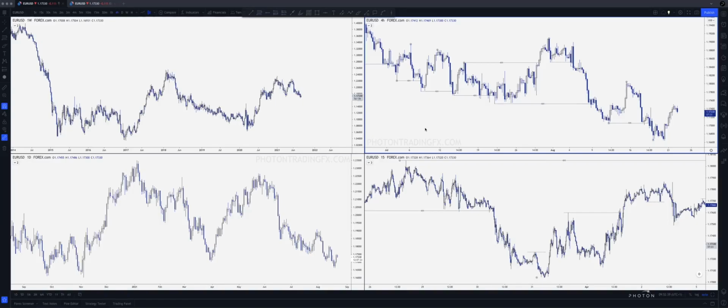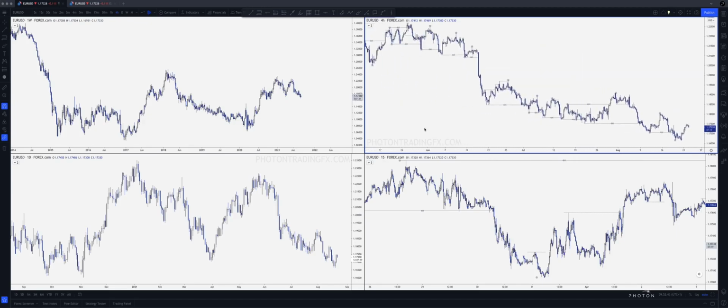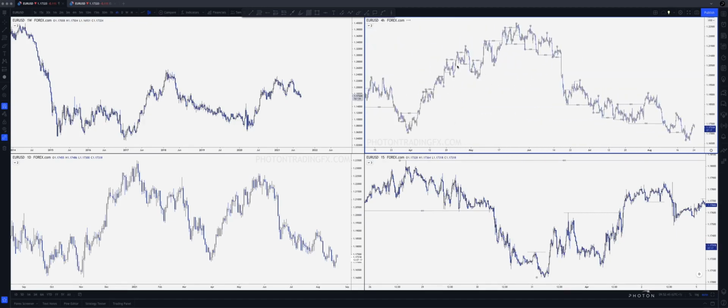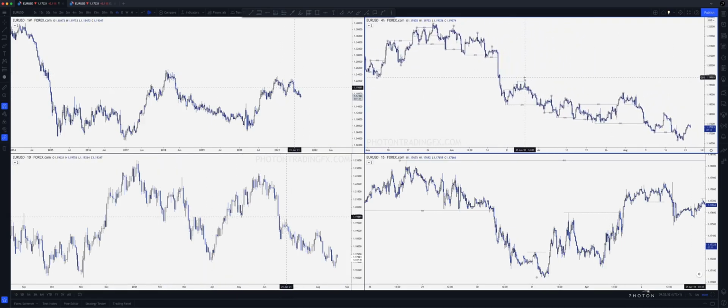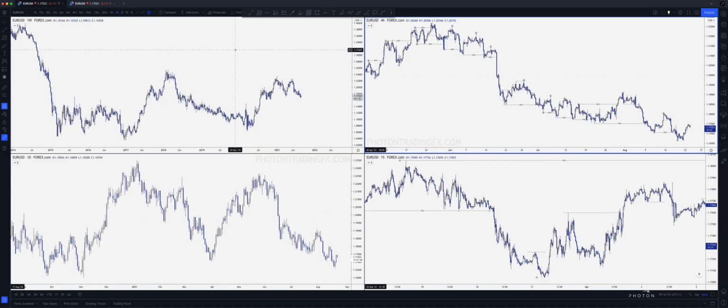So let's take a look at multi-time frame market structure in action. We're just going to build upon all of the swing structure that we've drawn on our 4-hour charts, and we're going to build that across the multiple time frames. The four time frames we're going to concentrate on in this exercise are the weekly on the top left, the daily on the bottom left, the 4-hour on the top right, and the 15-minute, the M15, in the bottom right hand corner.